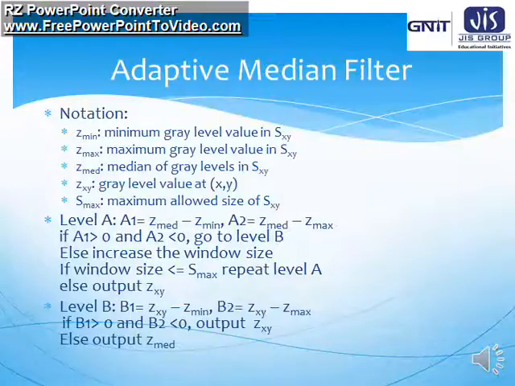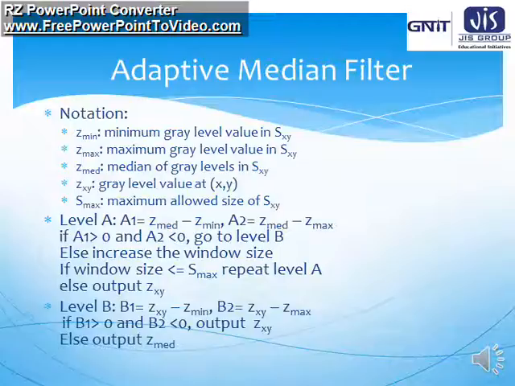The next thing is level A and level B, which we have to describe. In level A, A1 equals Z med minus Z min, A2 equals Z med minus Z max. If A1 is greater than 0 and A2 is less than 0, go to level B. Else increase the window size. If window size is less than or equal to S max, repeat level A, else output is ZXY.